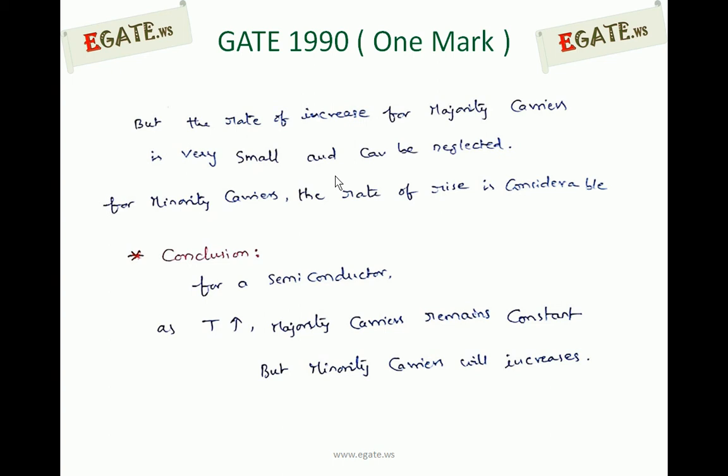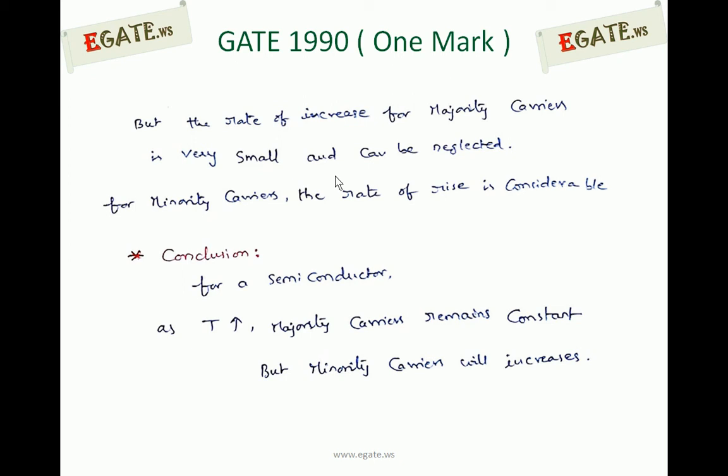Now look at the rate of increase. This delta is the same whether it is added to minority carriers or majority carriers, but majority carriers are large, so the delta is very small compared to the actual majority carriers. So the rate of increase for majority carriers is very small and can be neglected. Whereas minority carriers are in small number, so even a small amount of delta is significant. So we must consider the effect of increase in minority carriers.